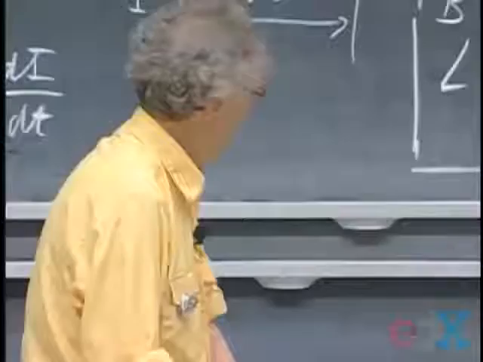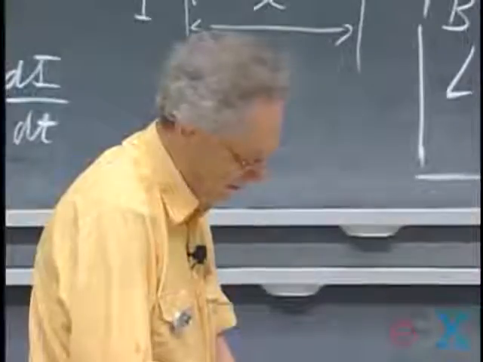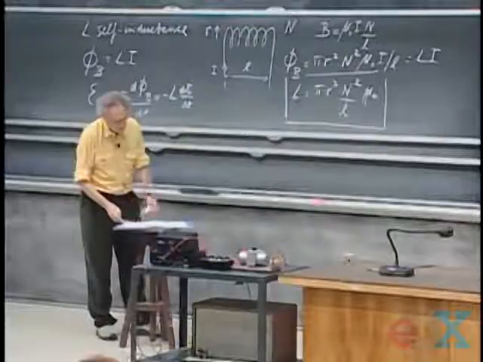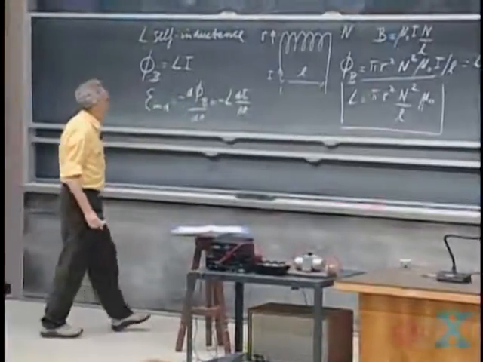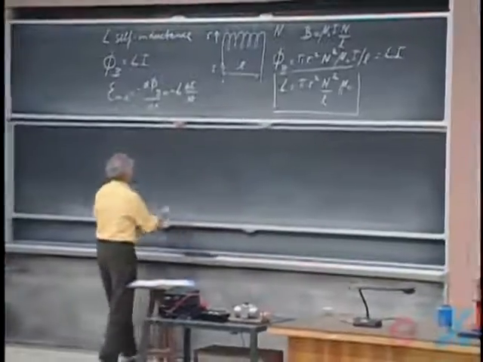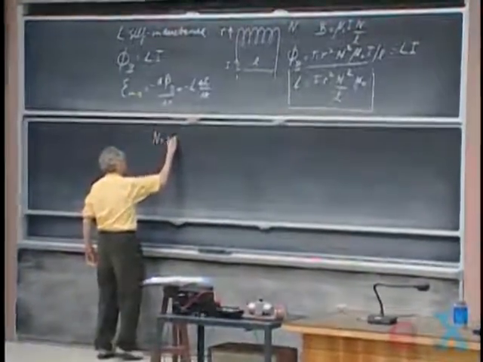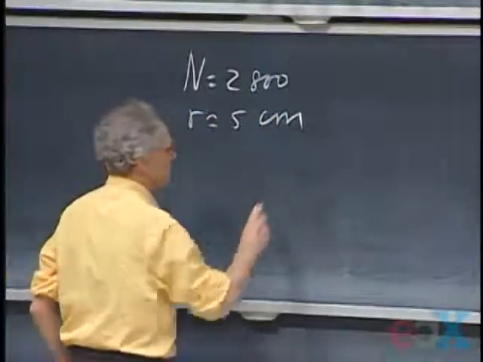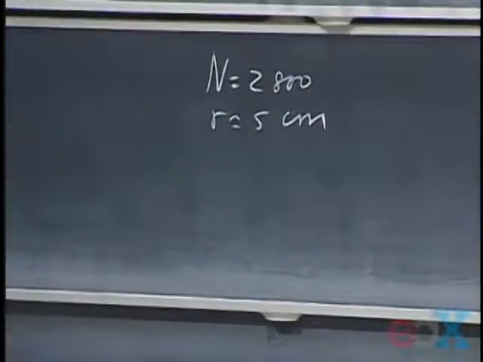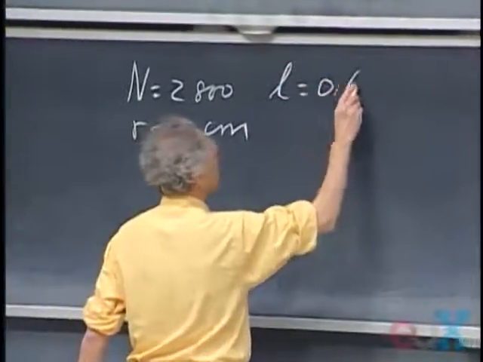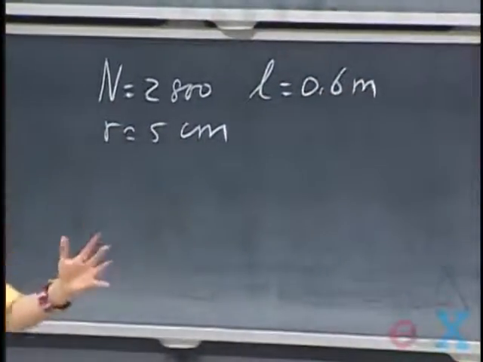Let me check this. Pi little r squared, I have a capital N squared, mu0, that's correct, divided by little l. And so we can calculate, for instance, what this self-inductance is for a solenoid that we have used in class several times. We had one whereby we had 2,800 windings. R, I think, was something like 5 centimeters. You have to work in SI, of course, be careful. And the length was 0.6 meters. We had it several times out here.